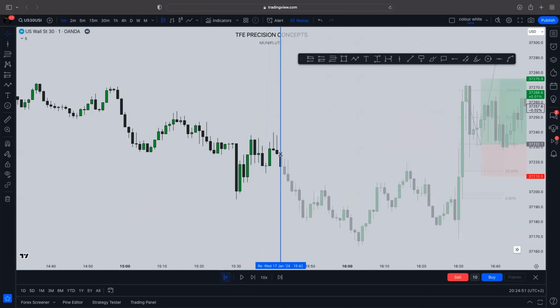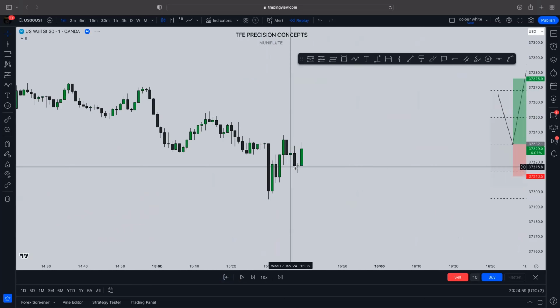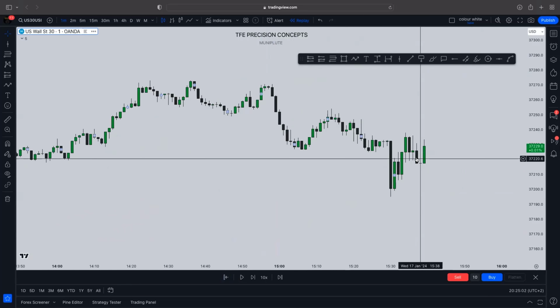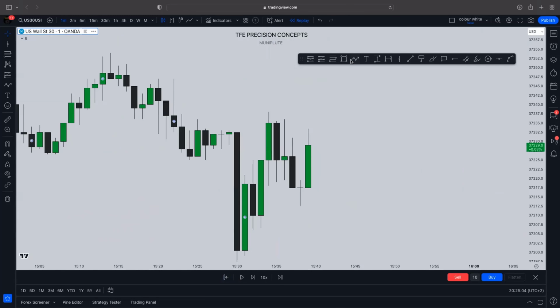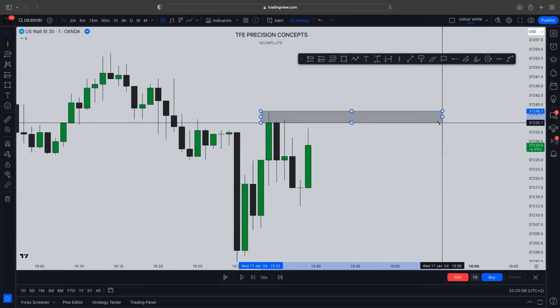I'll do another example with you guys just to show you what I'm talking about. Okay, it's all about using an AOI, area of interest, or a liquidity area. It's very important. Let me show you what I'm talking about. What is this? Liquidity on top right here.